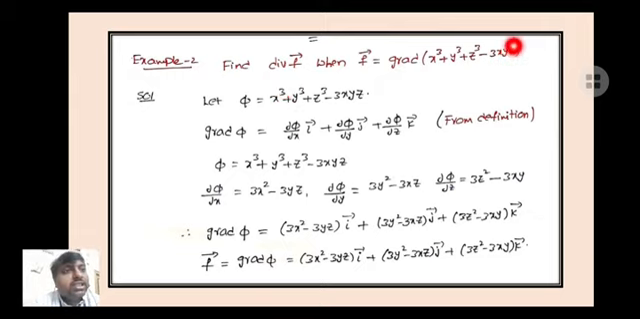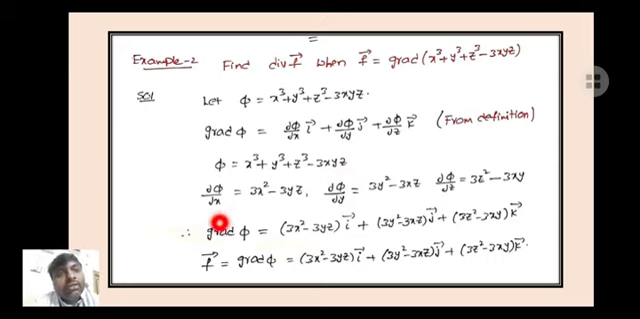First I am taking the scalar point function as phi. Phi is equal to x cube plus y cube plus z cube minus 3xyz. Now I am calculating grad phi. From the definition, grad phi is dou phi by dou x into i bar plus dou phi by dou y into j bar plus dou phi by dou z into k bar. So phi is equal to x cube plus y cube plus z cube minus 3xyz.